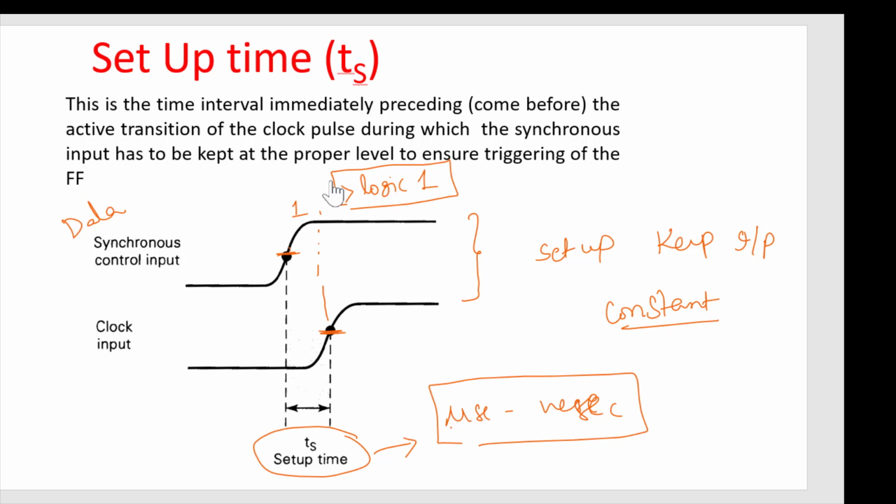Similarly, there is a hold time. This is for the input side. When you want to give input to the circuit, your input must be stable for a given point of time during the clock transition. Then only it will take a proper input and produce a reliable output.